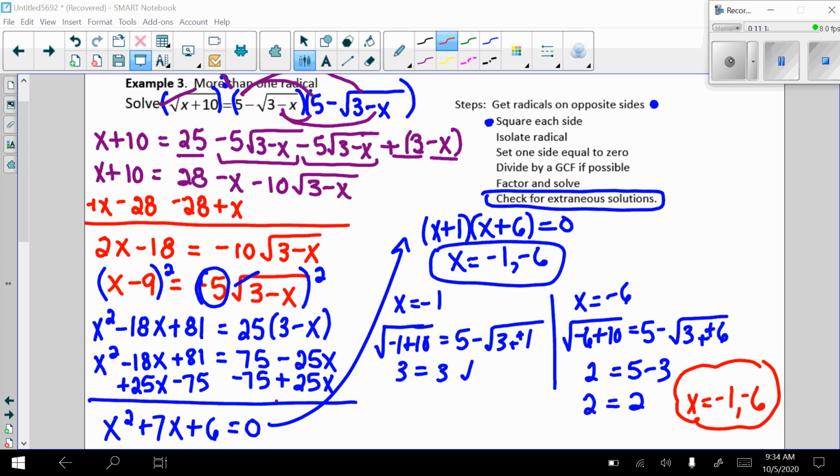Okay, so hopefully in your check you realize that when you substitute -1 in, it actually works. When you substitute -6 in, that actually works. So this equation has two solutions, both -1 and -6.